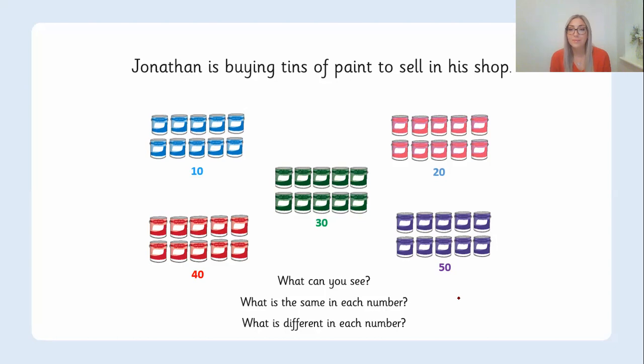Okay, now you should be shouting out at me but the first digit always changes. So for 10, we've got a 1 and a 0. Then we've got 2 and a 0 here, 3 and a 0, 4 and a 0, 5 and a 0. So the first digit always changes, but the second digit is always the same, and it's always a 0 when we are counting in tens for our tens times table. Okay, so remember that for your learning today and for later on next week.